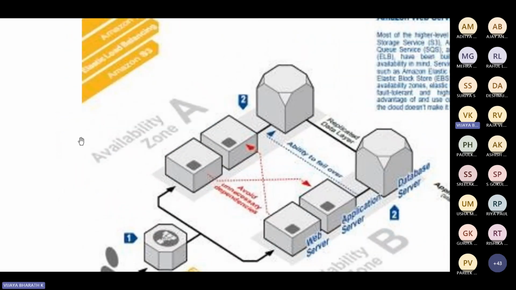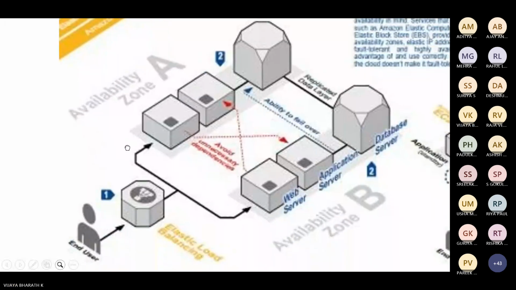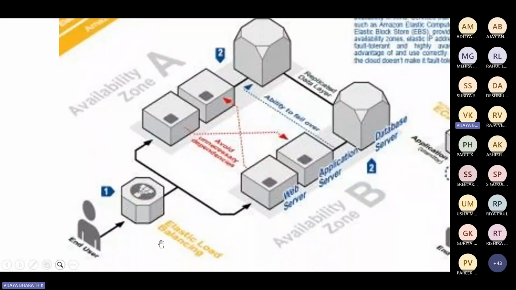Okay, now you can see here. Elastic load balancing is here. You can see web server, application server, and database server, both replicated in both the availability zones. Only the replicated data layer is at the top. Your database is being replicated in both the availability zones.